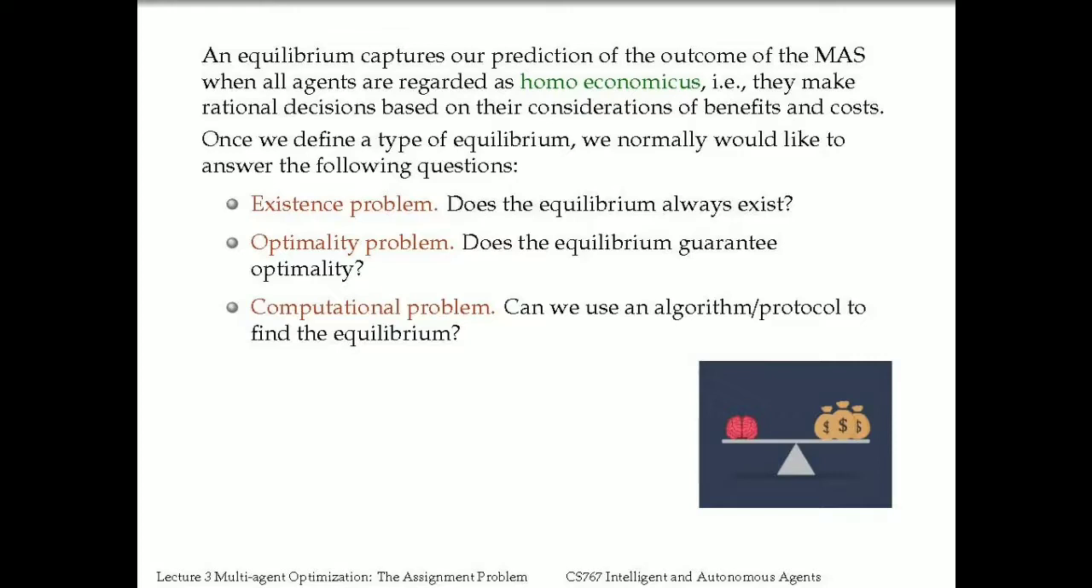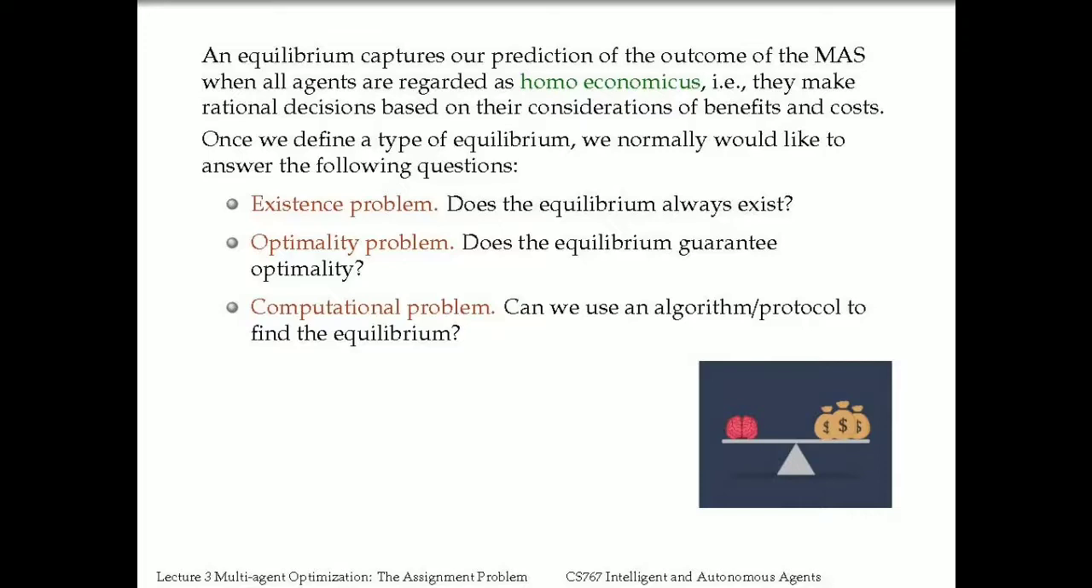The first one is, does the equilibrium always exist? There are notions of equilibrium that in some cases we will never be able to reach. So in this sense, it doesn't exist. So in this case, does it exist? Then the optimality problem: does the equilibrium guarantee global optimality?